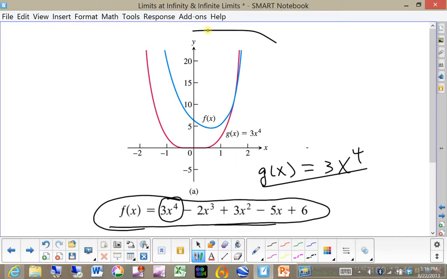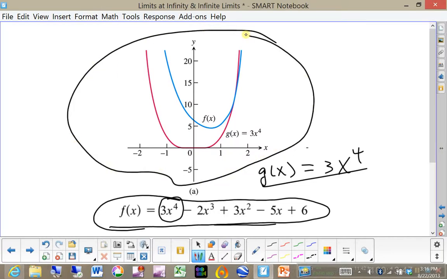And sure enough, if you put this in your calculator and graph the two functions, as x gets larger and larger, you see that even as x just gets closer to 2 and larger and larger, these two graphs pretty much overlap each other and are the same.